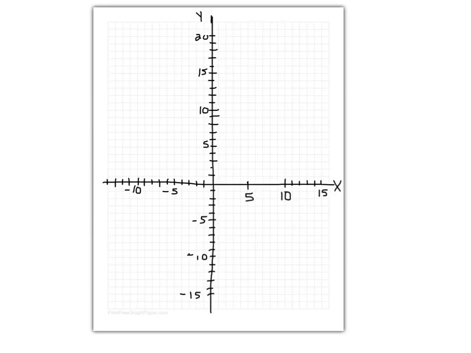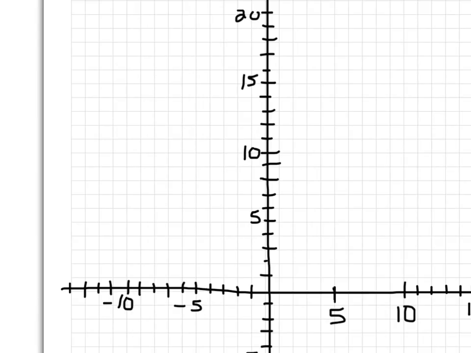Now let's start with your first point, which is -11, 17. That means you are going to go over -11 and up 17. Is this okay? Over -11 and up 17. So your point is right there. I'll zoom in a little bit. You have to go over 11 and up 17, so that's right here. And that's your first point.